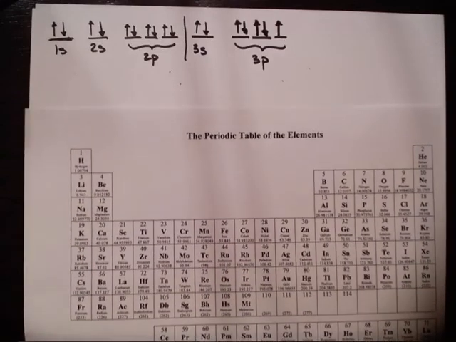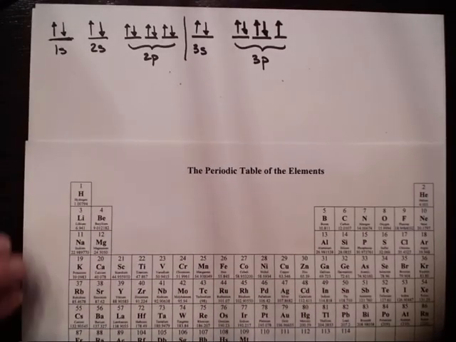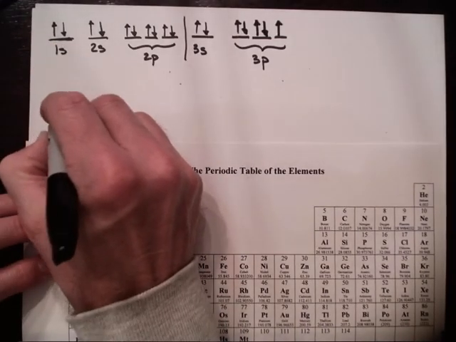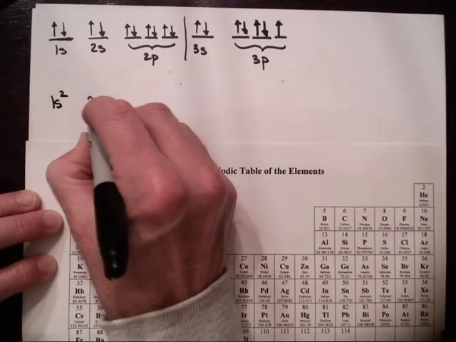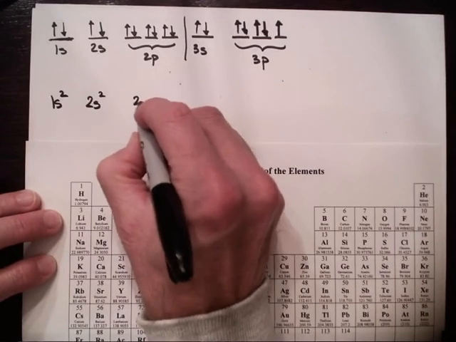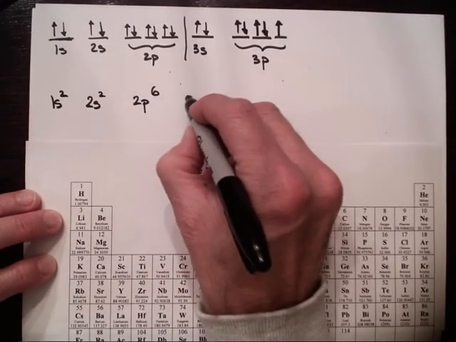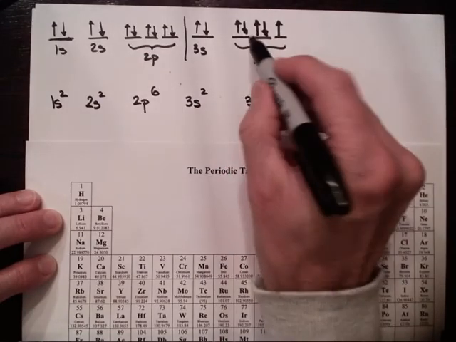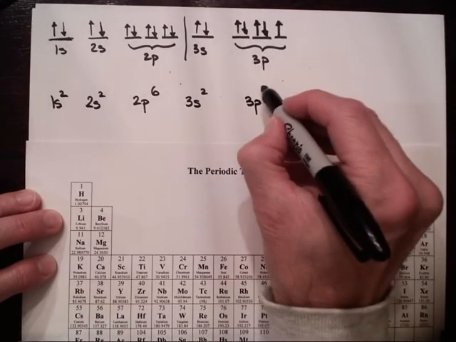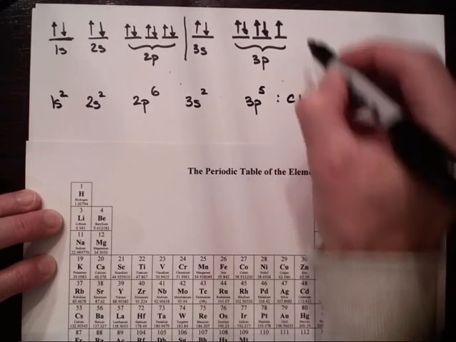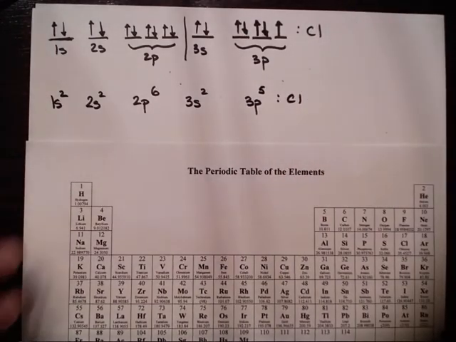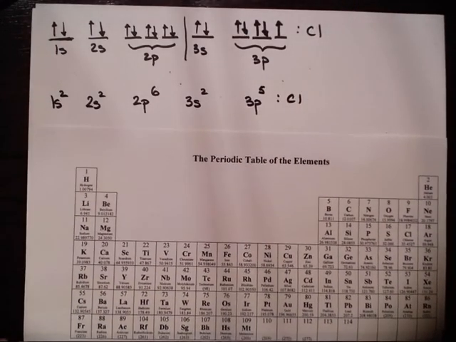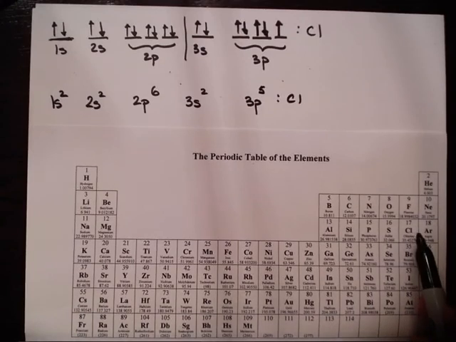And if I want to write the spdf notation for the chlorine atom, I would write it as 1s2, 2s2, 2p6, 3s2, 3p, 1, 2, 3, 4, 5. So these would both be ways to write the electronic configuration for the way the electrons exist in a chlorine atom.